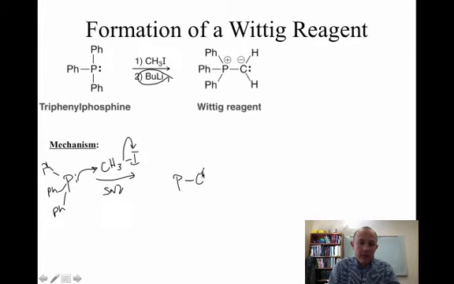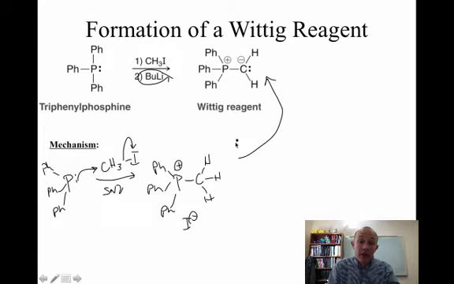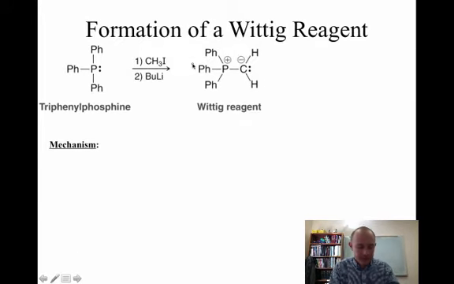So now we get what's called a Wittig salt. We have a positively charged phosphorus, and we have the iodide counterion. And what we want is a negatively charged carbon, right? So what we do is we add a very, very strong base, butyllithium. And what butyllithium will do is remove one of these hydrogens to give a negatively charged carbon, and that gets us to our Wittig reagent. So step 1 is an SN2 reaction. Step 2 is a proton transfer to form our Wittig reagent.